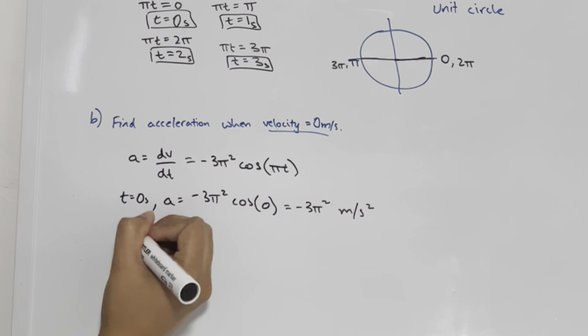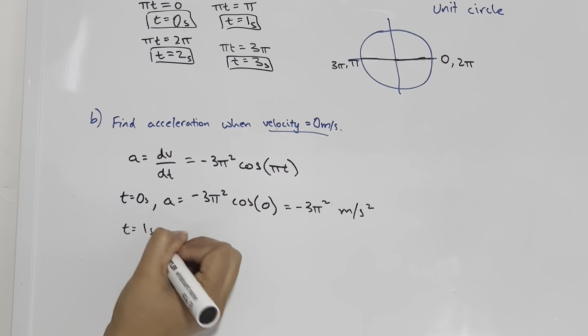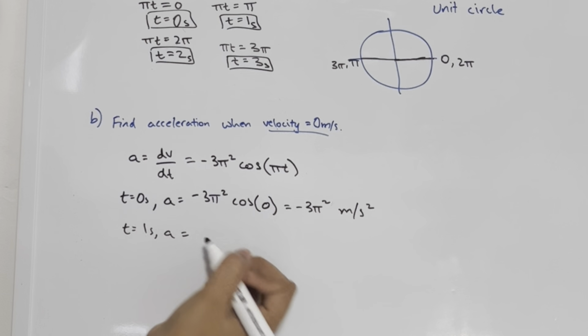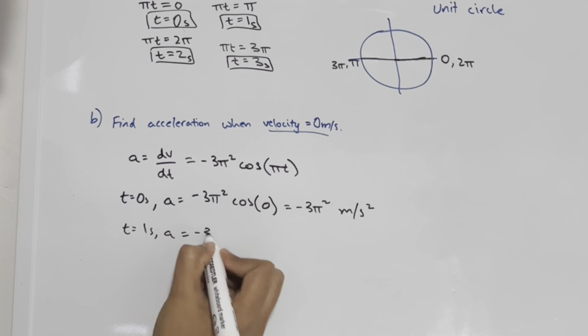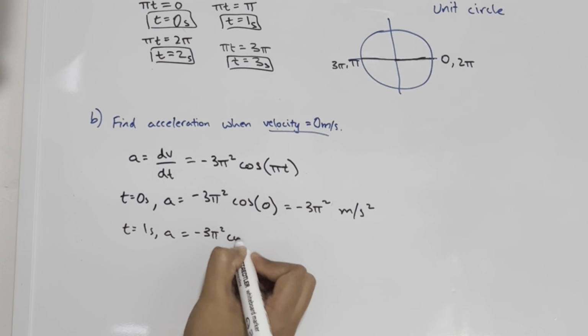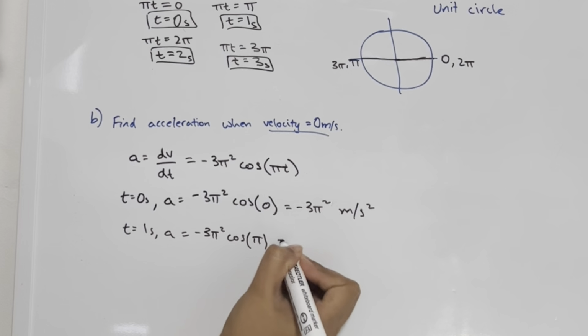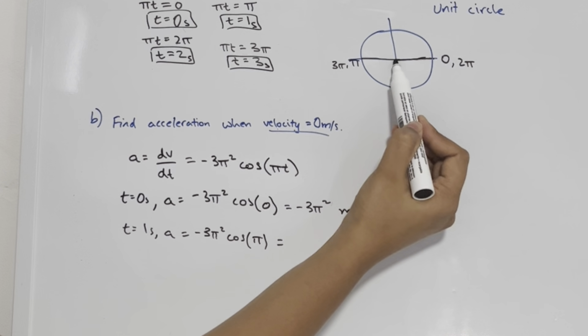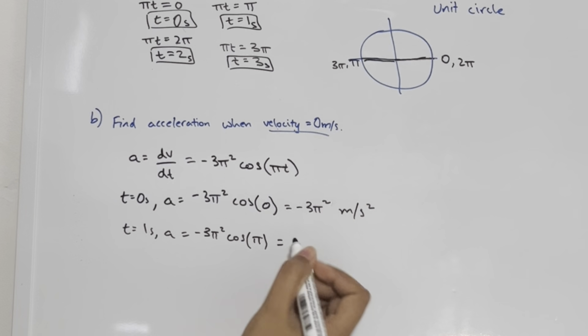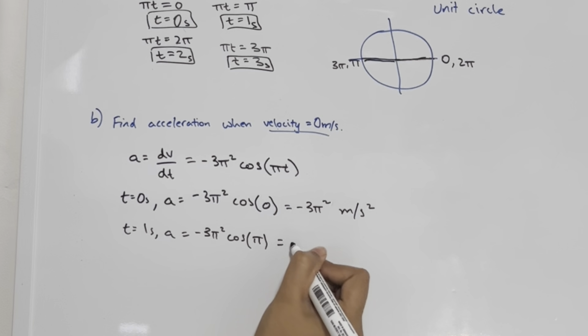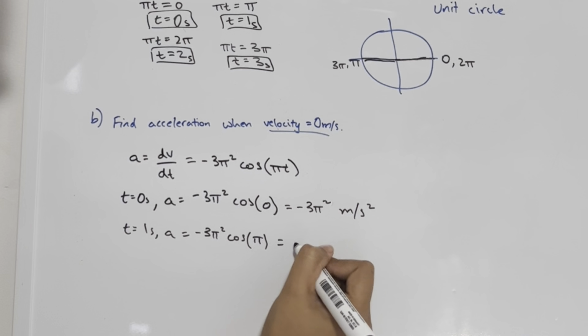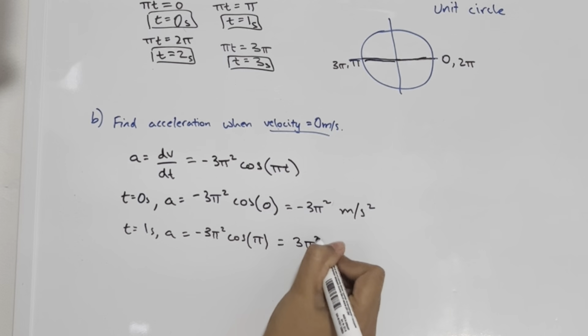Then at t equals 1 second, we're going to have acceleration being negative 3 pi squared cos of pi times 1, which is just pi. And cos pi is negative 1. So we're going to do negative 3 pi squared times negative 1, which will be 3 pi squared.